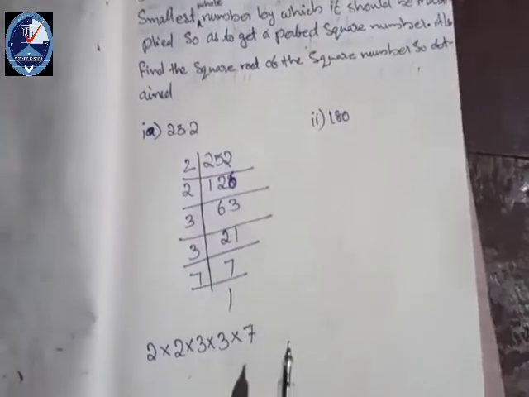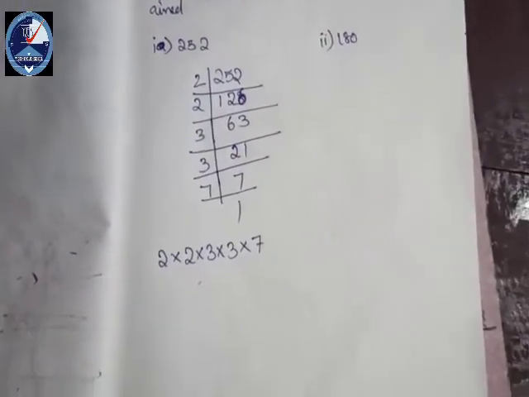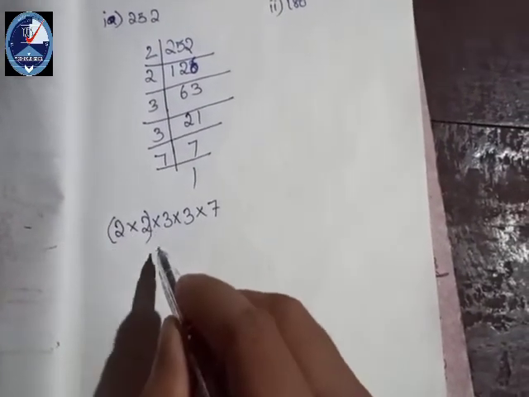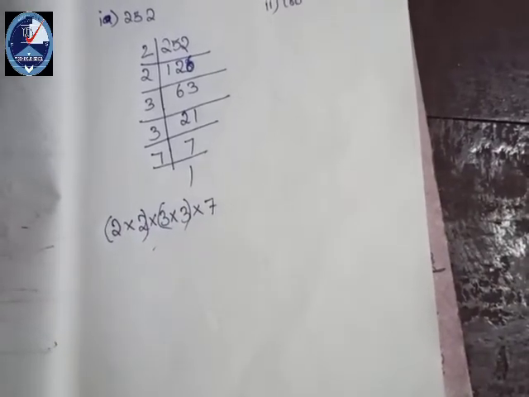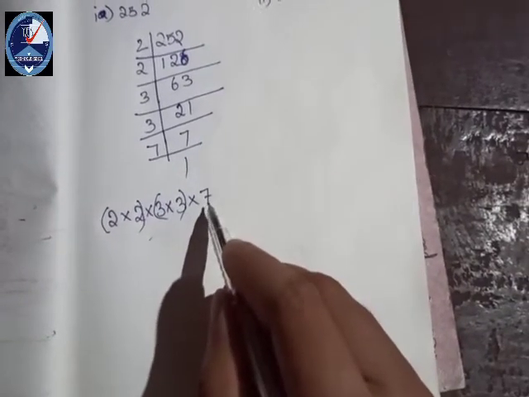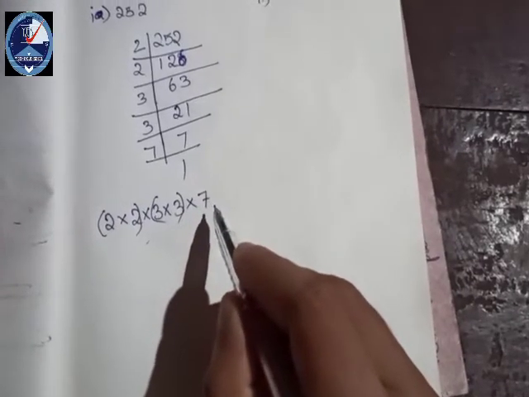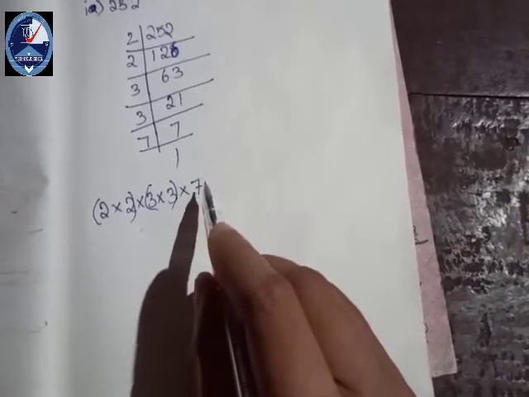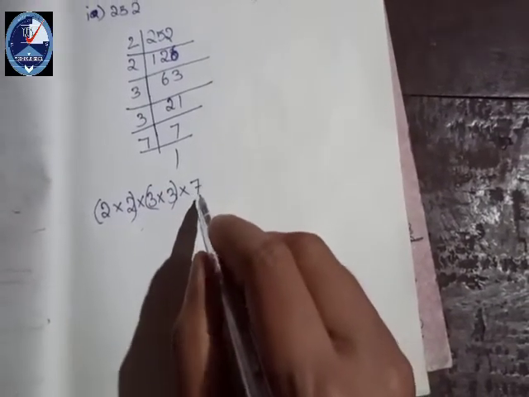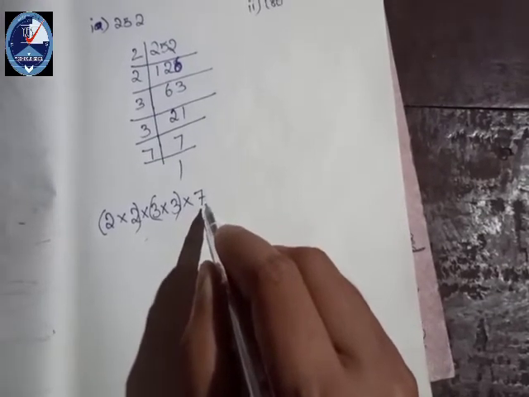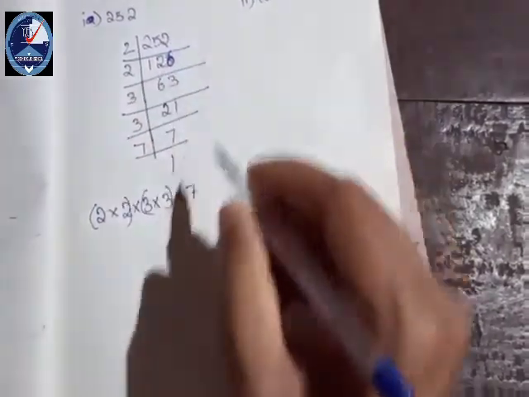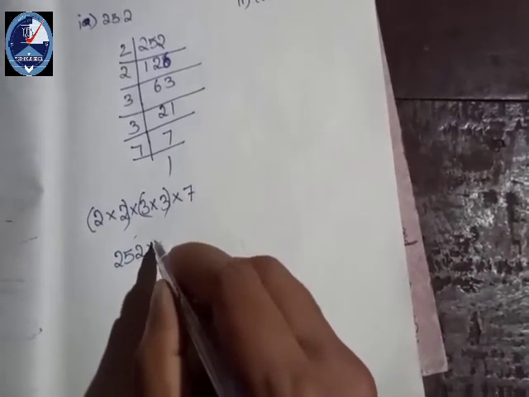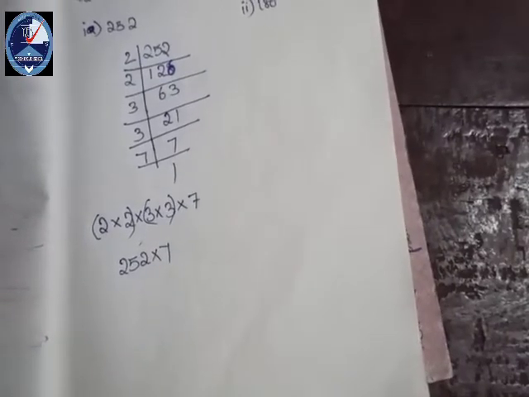Then what have we studied? We have studied that if we get the prime numbers, we will take the pairs. Here 2, 2 we can take as a pair, then 3, 3 we can take as a pair, but for the 7 there is no pair. To get a perfect square there must be pairs. So the number which has no pair, we have to multiply with 252. That's why we can say to get a perfect square, 252 has to be multiplied by 7.